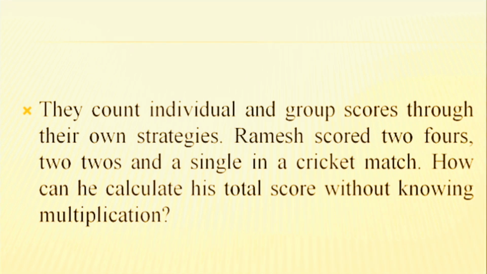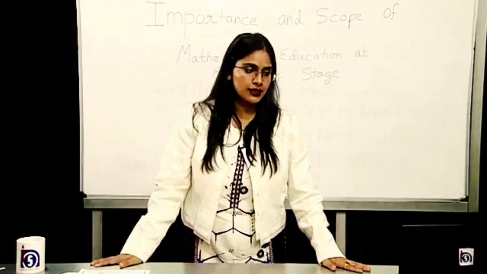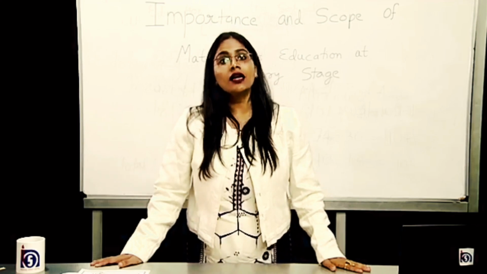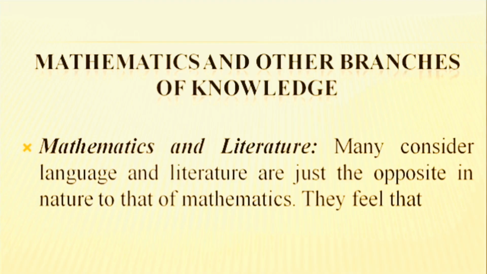Example, Ramesh scored two 4s, two 2s and a single in a cricket match. How can we calculate his total score without knowing multiplication? Now next point is mathematics and other branches of knowledge. How can we relate mathematics with other branches?